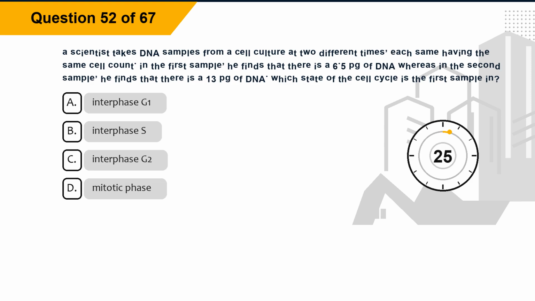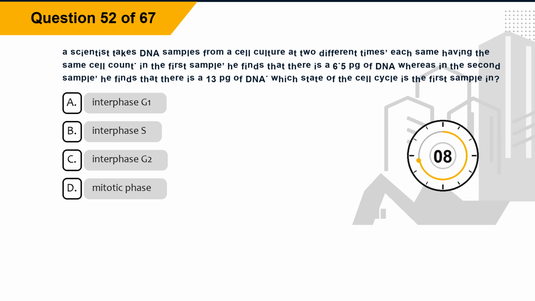Question 52. A scientist takes DNA samples from a cell culture at 2 different times, each having the same cell count. In the first sample, he finds that there is 6.5 pg of DNA, whereas in the second sample, he finds that there is 13 pg of DNA. Which stage of the cell cycle is the first sample in?